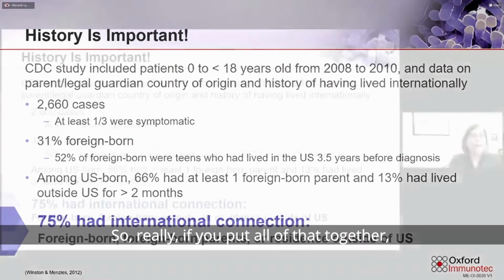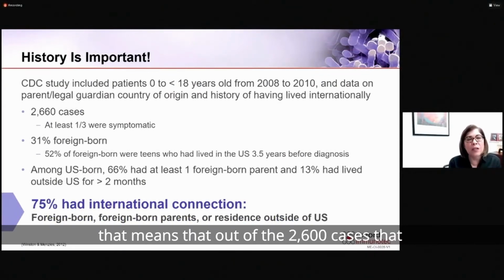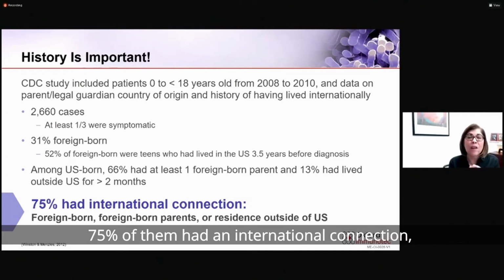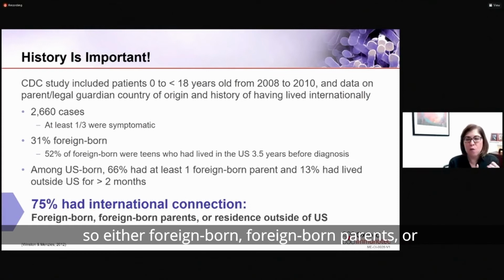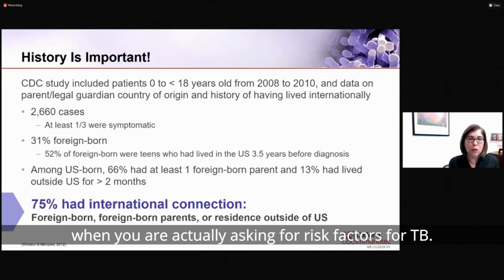So, really, if you put all that together, that means that of the 2,600 cases that they had in that period of time, 75% of them had an international connection. So either foreign-born parents, or residents outside of the United States, which again highlights the importance of asking those questions when you're actually asking for risk factors for TB.